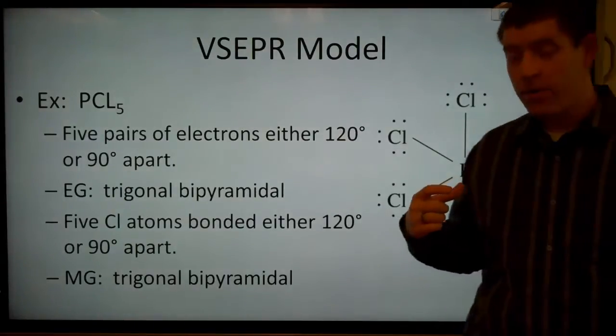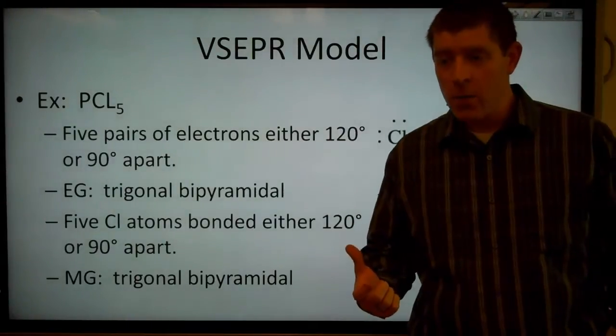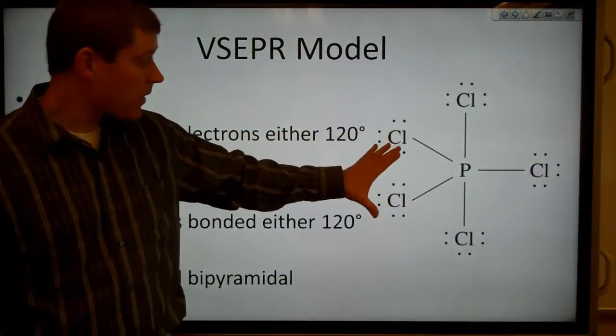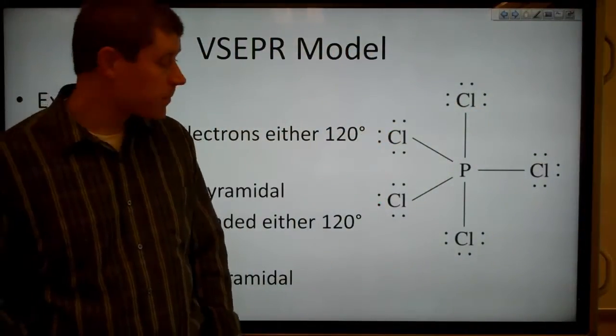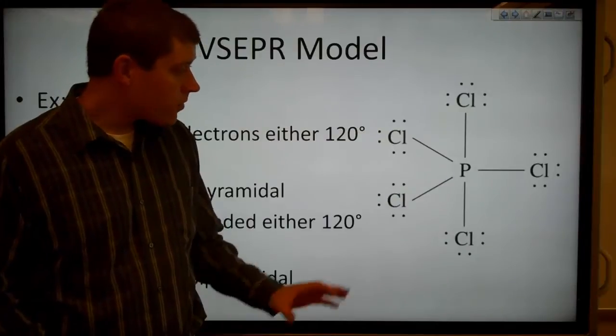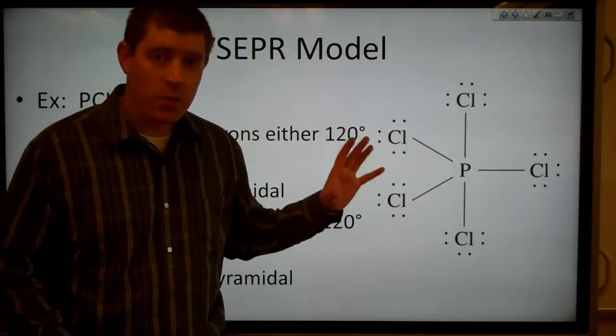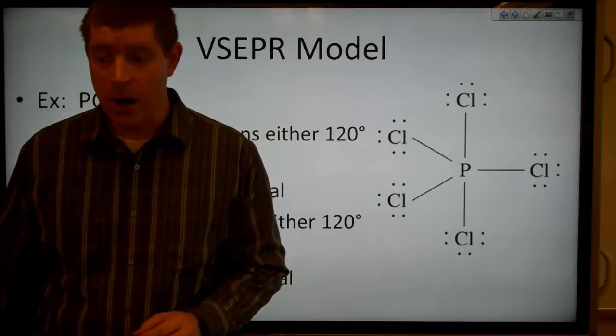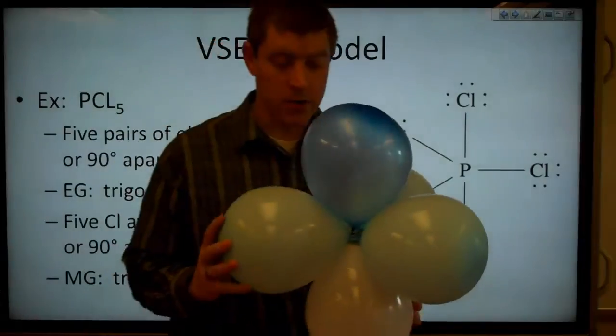So now let's look at 5 regions of electron density. Well, if we have 5 regions of electron density, like we do here around the phosphorus pentachloride, this is the first time we have 2 different positions within our molecule. So now we have a case that looks something like this.